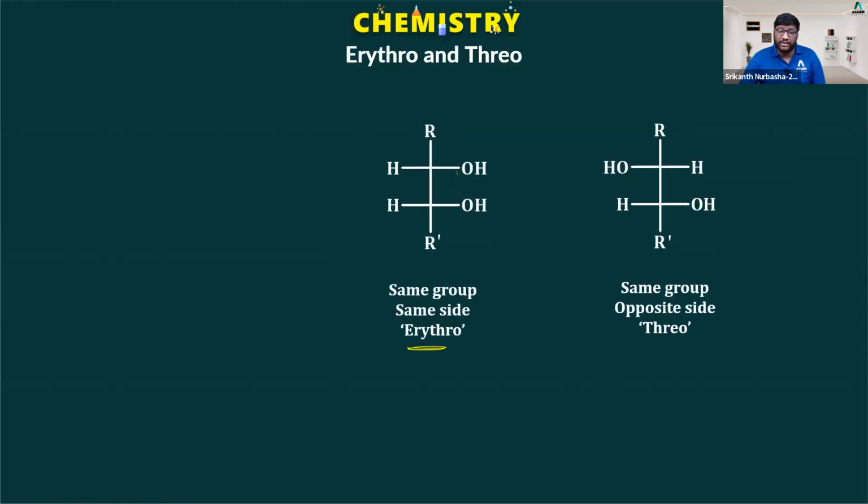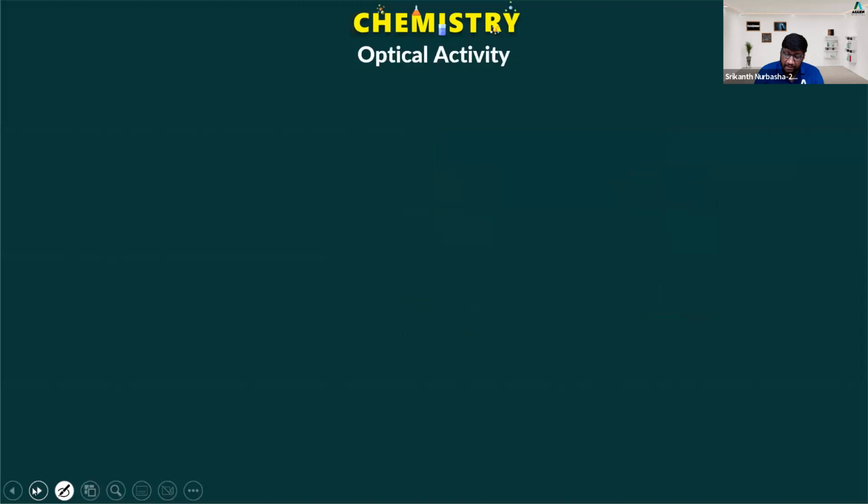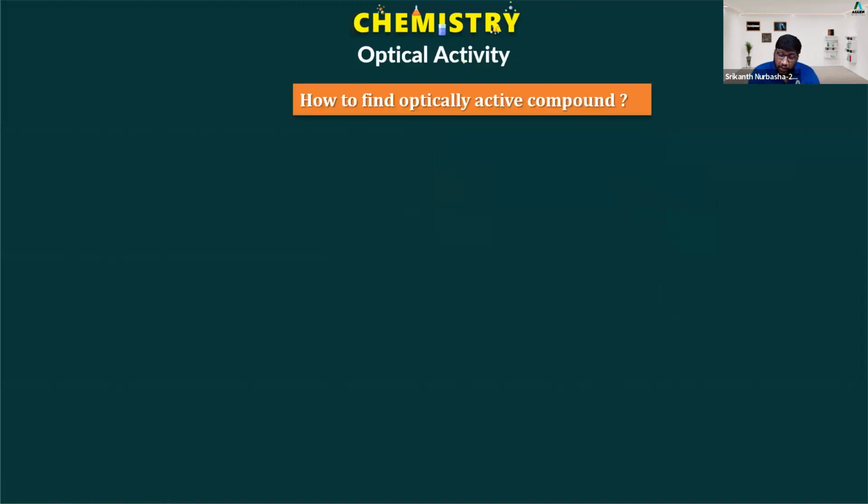Simple. Erythro and threo means if we have same groups on the same side, then they are said to be erythro. If we have same groups on opposite sides, then that is said to be threo. So that is how we can assign the configuration for different sets of molecules. RS configuration is said to be absolute configuration, D and L is relative configuration, and erythro and threo are based on the positions of the groups. Same side, erythro, different sides, threo. Right, students?